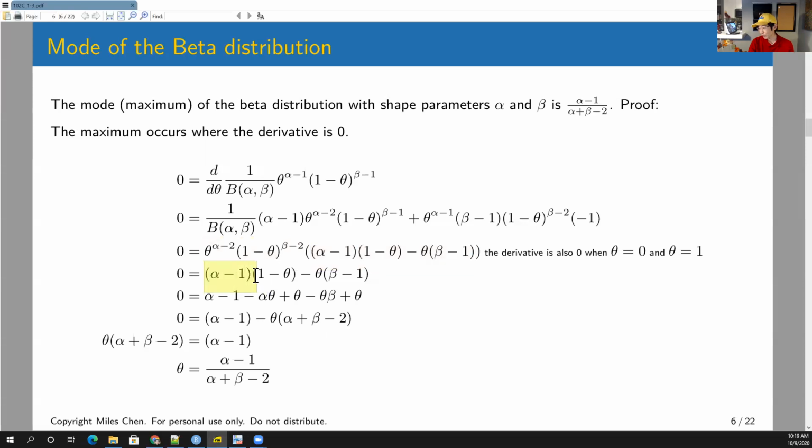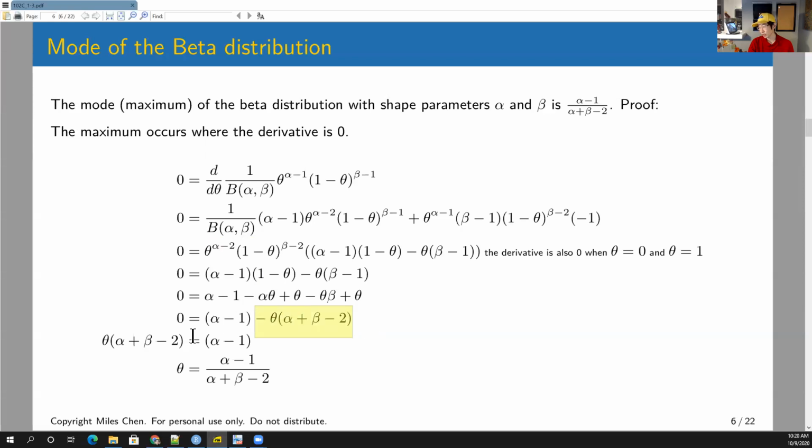We have basically this: alpha minus 1 times 1 minus theta times beta minus 1. And if you multiply everything out, you're going to get alpha minus 1 minus alpha theta plus theta, and then this becomes theta beta plus theta. If you factor out a theta, so over here there's no theta term, you get alpha minus 1 minus theta times alpha plus beta minus 2. This thing is equal to 0.